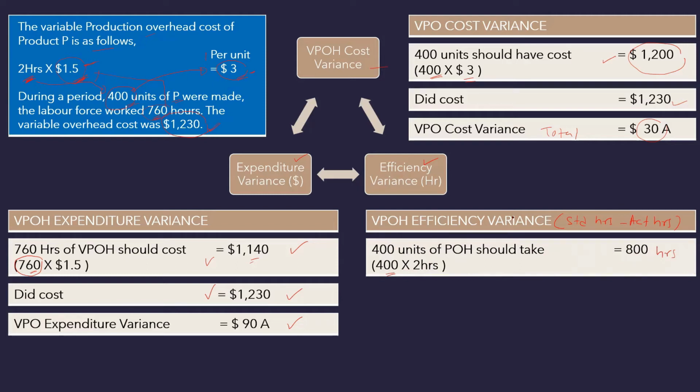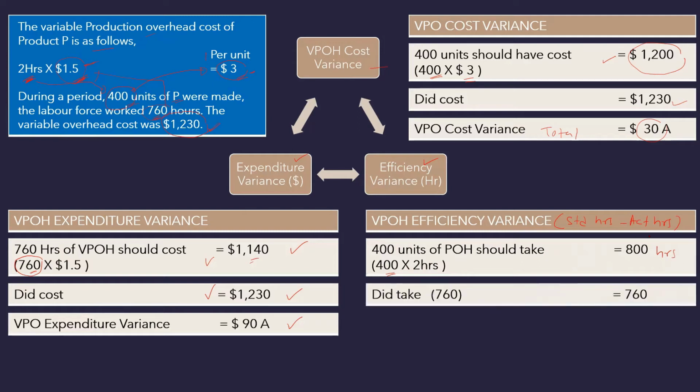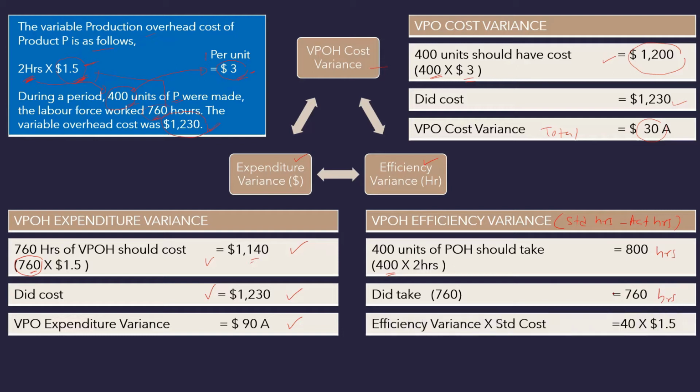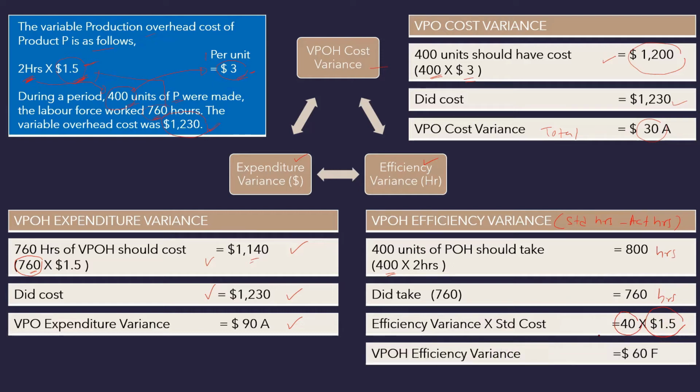However, to produce 400 units, we used only 760 hours. So we have used our labor force efficiently. Therefore, we have a favorable efficiency variance of 40 hours. And if we had used the standard rate, it should have been $60. So that will be a favorable variance, right?